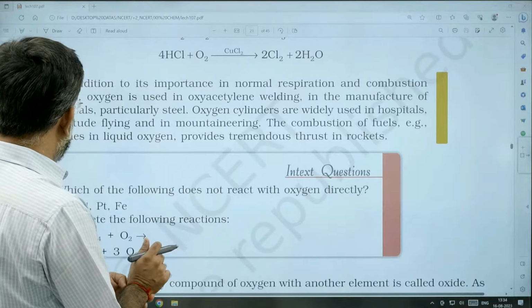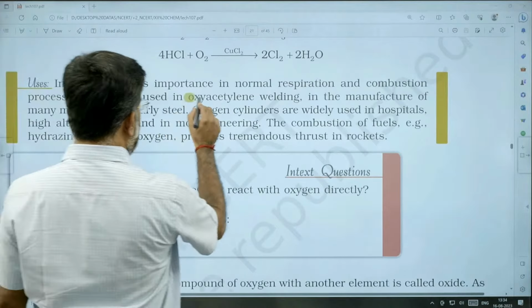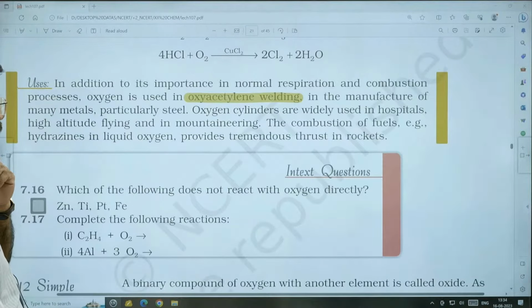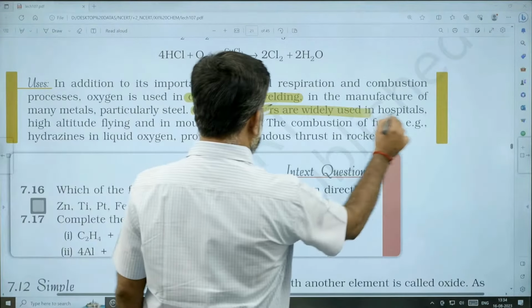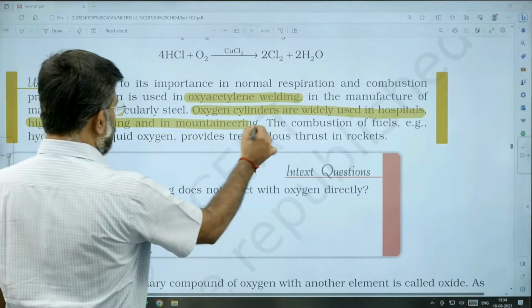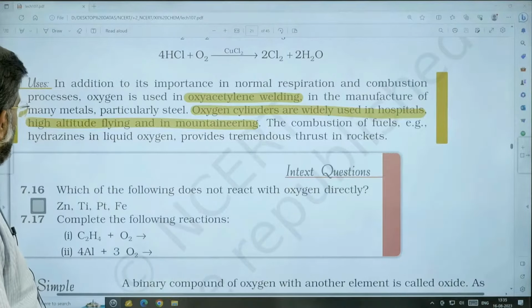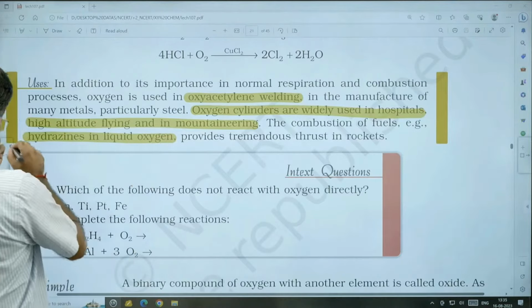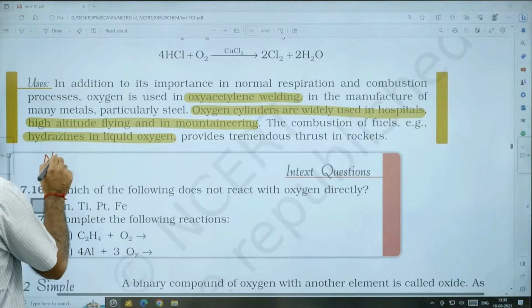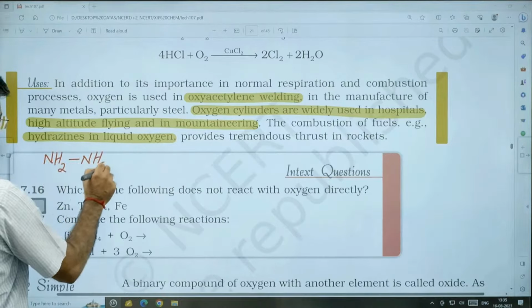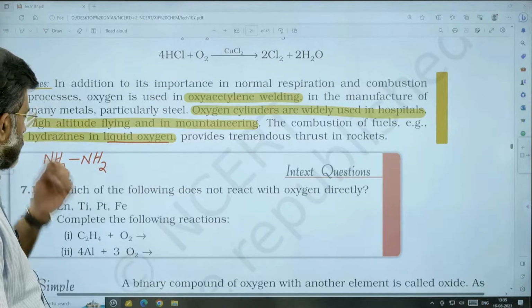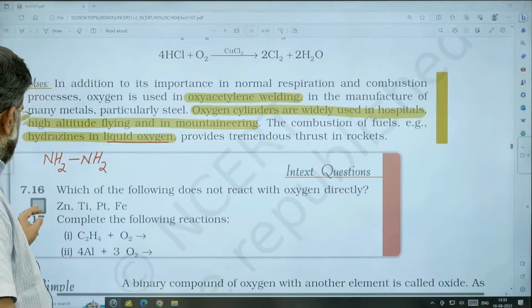Normal respiration, combustion processes, used in oxy-acetylene welding, steel industry, oxygen cylinders widely used for medical purposes, high altitude flying and mountaineering, combustion of fuels, hydrazine in liquid oxygen. What is hydrazine? Maybe you are aware of hydrazine. This is hydrazine, NH2-NH2. Hydrazine with liquid oxygen is used as combustion fuel in rockets, giving tremendous thrust.